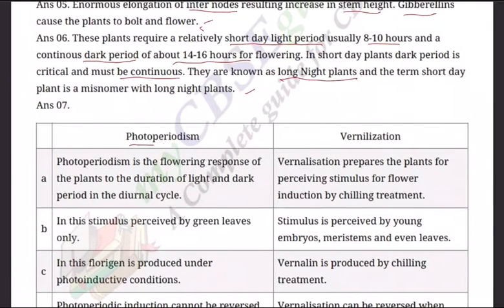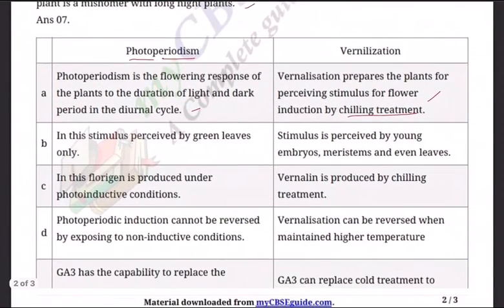Photoperiodism. As the name says, photo means light, periodism is duration. Vernalization. Photoperiodism is the flowering response of the plants to the duration of light and dark period in the diurnal cycle. Vernalization prepares the plants for perceiving stimulus for flower induction by chilling treatment, cold treatment.